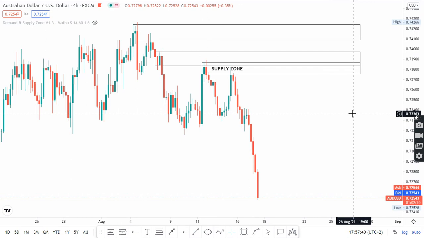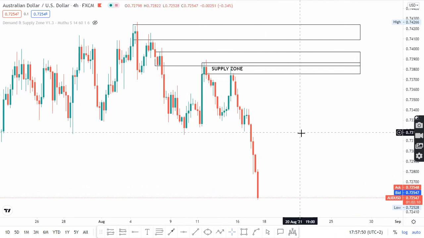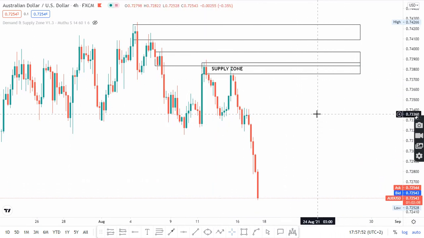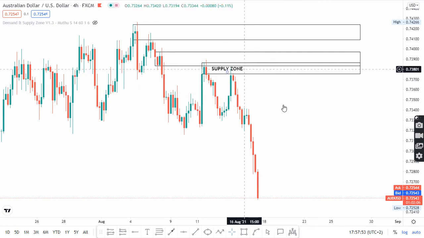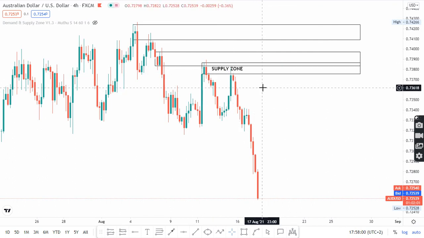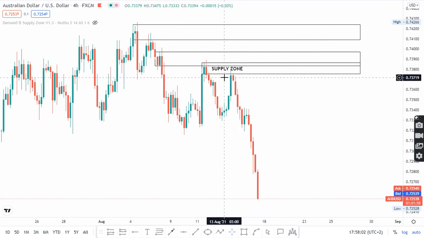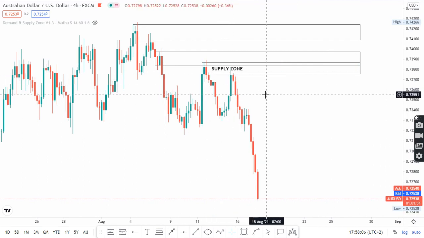So multiple supply zones, big bearish move out of the zone, and price spent a short period of time at that level. And also the fifth one is, how fresh is this zone? This level was untouched, so it was a fresh zone.